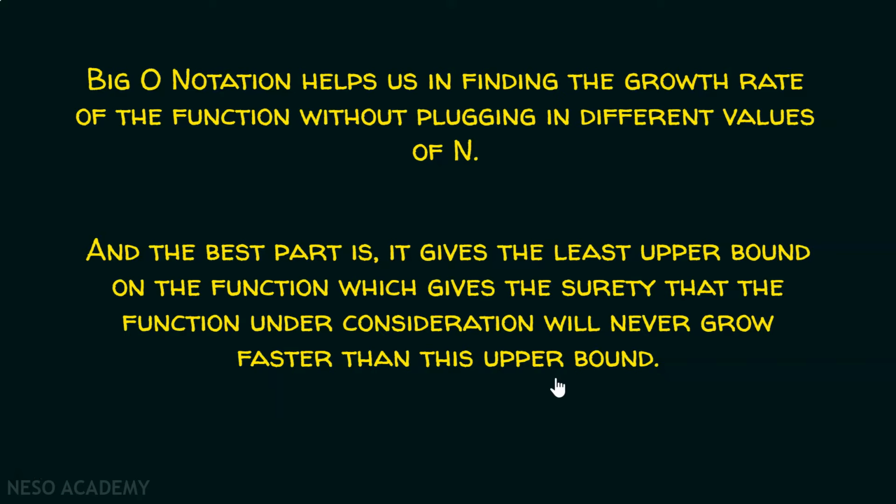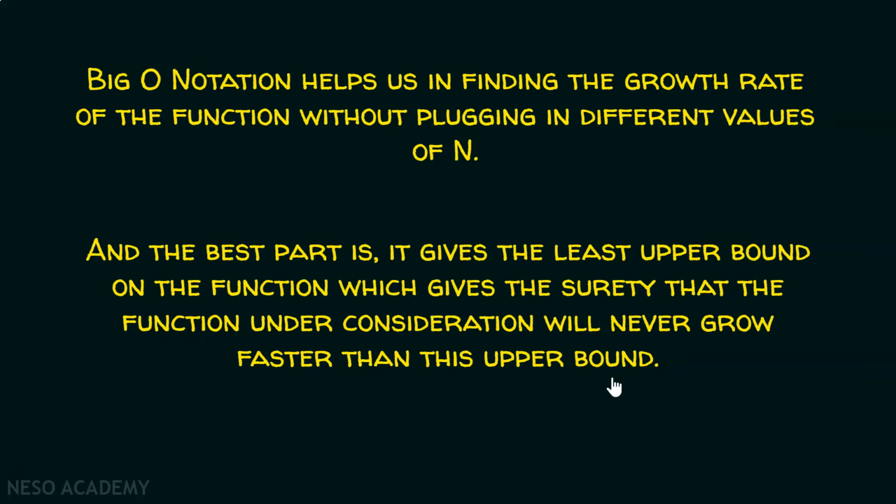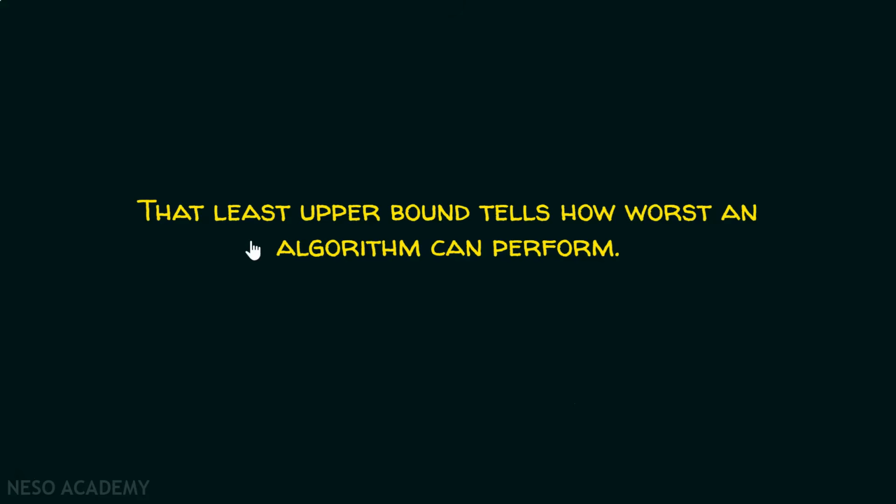With this, we can be sure that the function under consideration will never grow faster than this upper bound, because the upper bound always grows faster than the function under consideration. So we can think of that least upper bound as the worst case time complexity of the algorithm. The time complexity we are considering is f of the algorithm, but the least upper bound, represented by g, tells how badly an algorithm can perform.